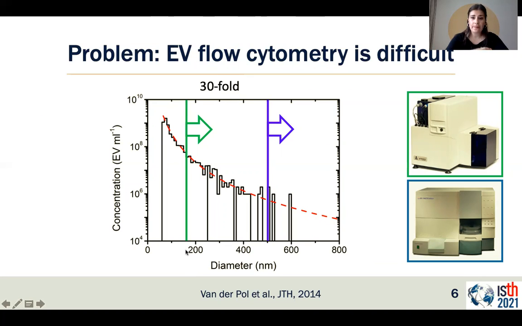So if the one flow cytometer had a limit of detection of around 150 nanometer, so that's shown here with the green line, while the other one would have a limit of detection of about 500 nanometers, shown here with this blue line, we would end up measuring a 30-fold difference in concentration between these two instruments, even though when measuring the same sample. So a kind of easy trick to circumvent that is that you compare your data within the same size ranges of EVs here.